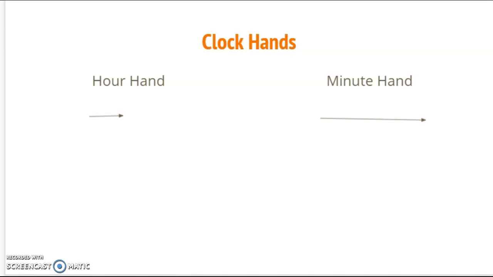I have always had a really hard time remembering which hand is which, but if you think about the word hour and the word minute, the word hour only has 4 letters, so it's short, like the short hand. The word minute has 6 letters. That is long. It's a long word. So the long arrow is the minute hand. So we have the hour hand and the minute hand.